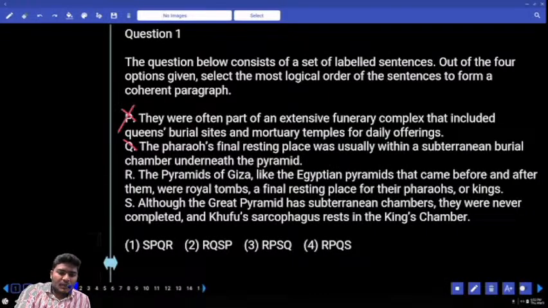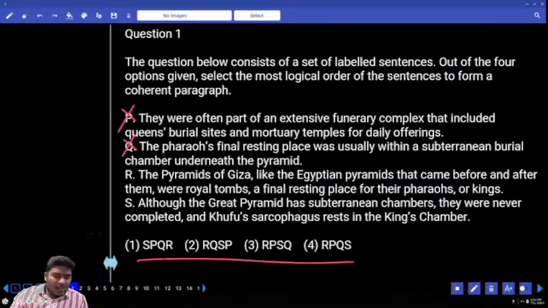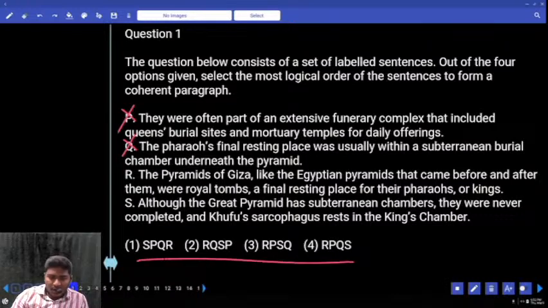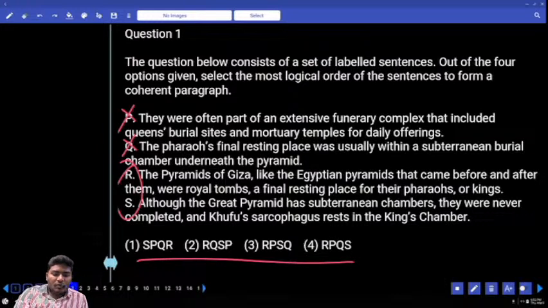P can be eliminated as well as Q. Why? In the options they are not in the beginning position. That is one shortcut. Next we are left with two options. One is R, another one is S.